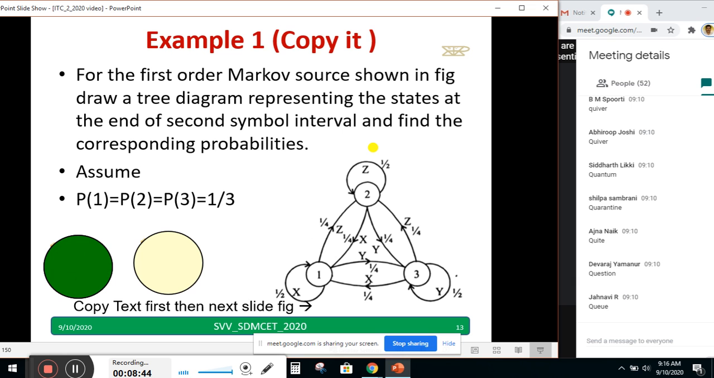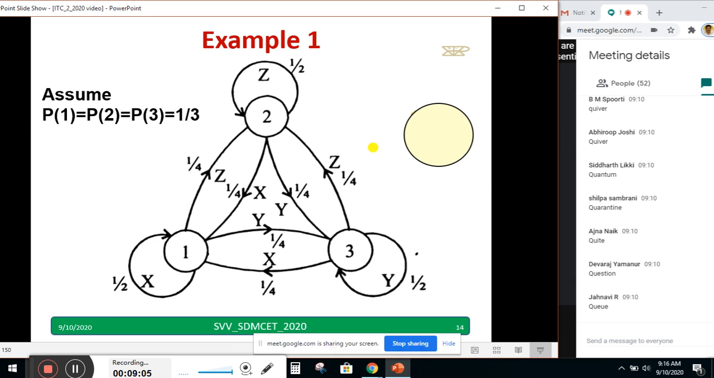The diagram I will show in the next slide. You can copy down from the next slide. Text you can copy down from this particular slide. P of 1 equal to P of 2 equal to P of 3 equal to 1 by 3. So let us go to the next. I'll give you 1 minute. You can copy down the diagram. So take this and copy down.